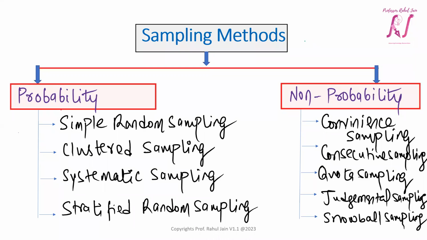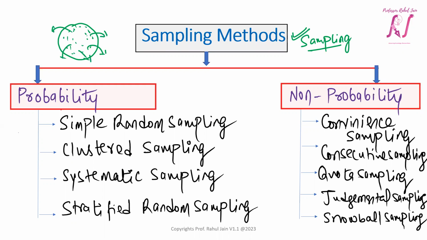And here in this session, we are going to discuss sampling methods. So basically, you know what sampling is? Sampling is choosing some samples from a large group of population. So if it is a large group of population, then to study this group, we need to select some individual samples.